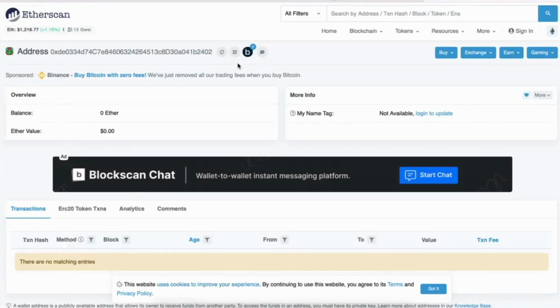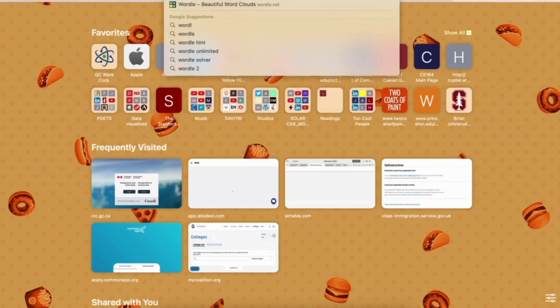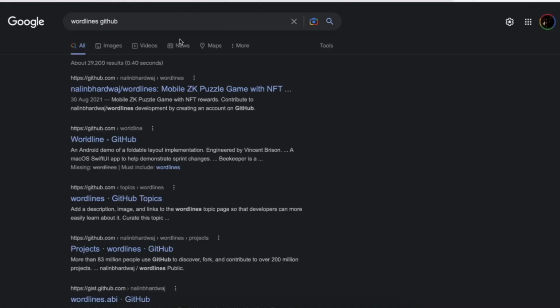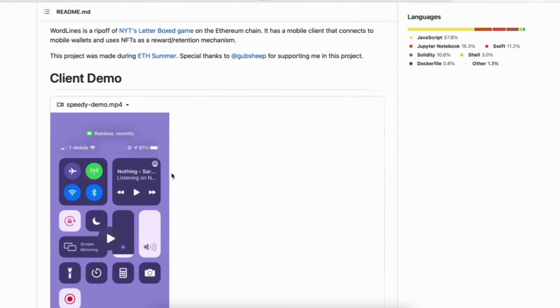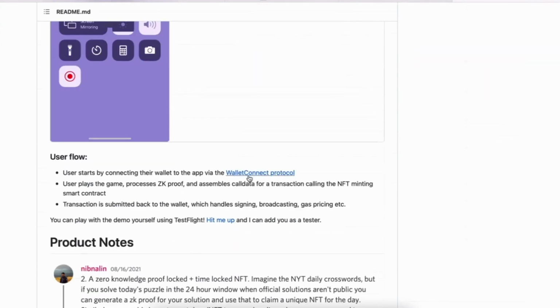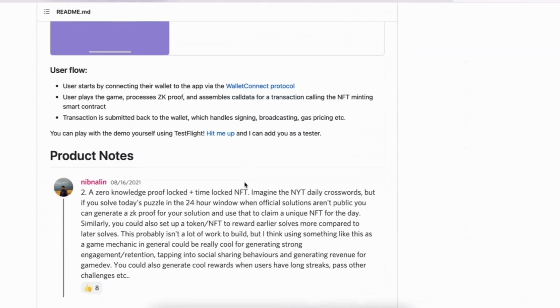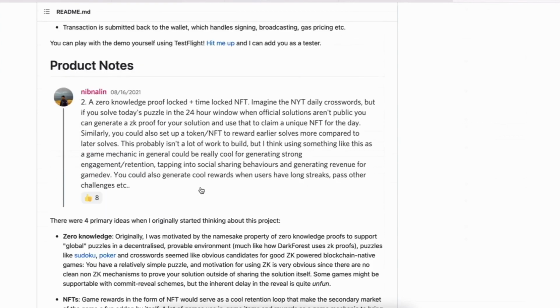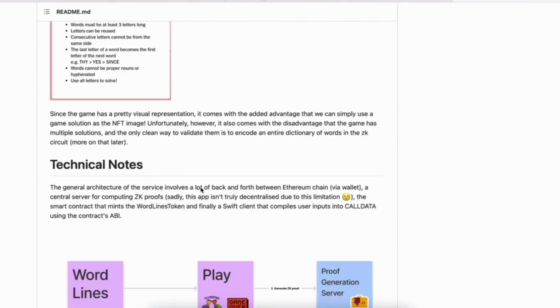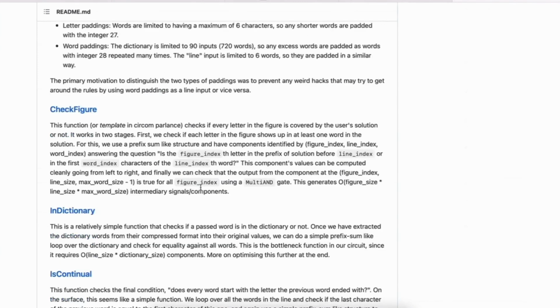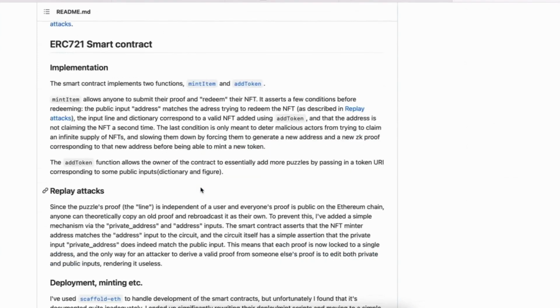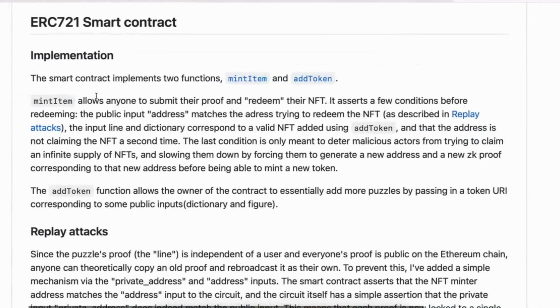Interesting. I'm going to actually open up this project's README quickly. Yeah. Okay, cool. Let's see. This would have been on TestFlight. Oh, there you go.